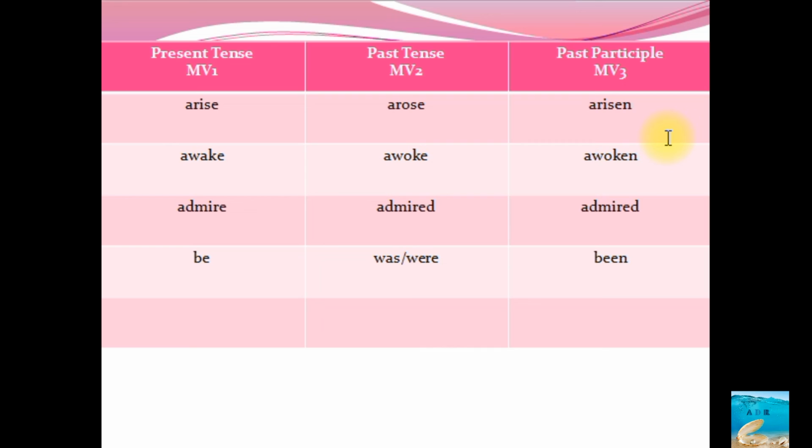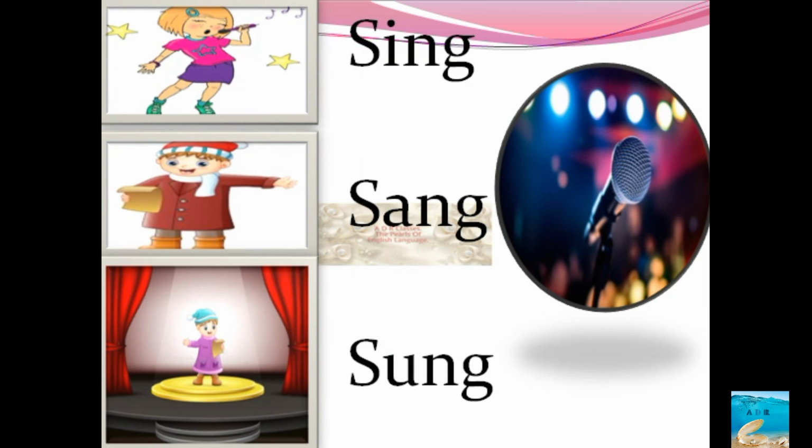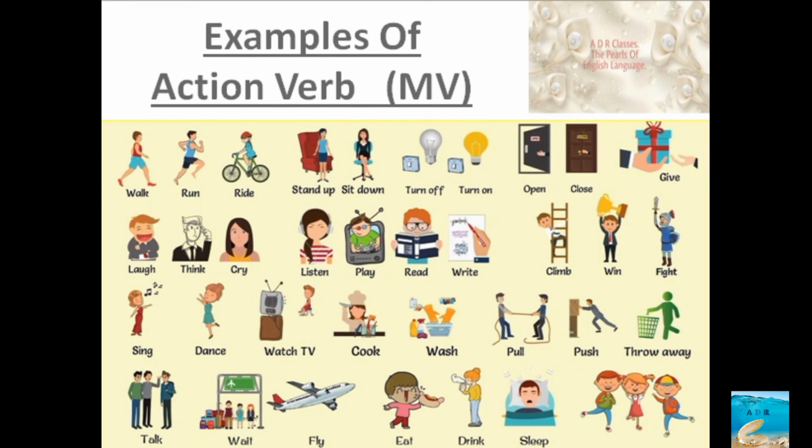See, in maths, if you learn tables till 10, you can multiply as many numbers as you can. Similarly, if you learn MV1, you can frame MV4 automatically, because MV1 plus ing is nothing but MV4, that is arise, arising, awake, awaking. Name any word: sing, singing, write, writing. I hope these concepts are quite clear.